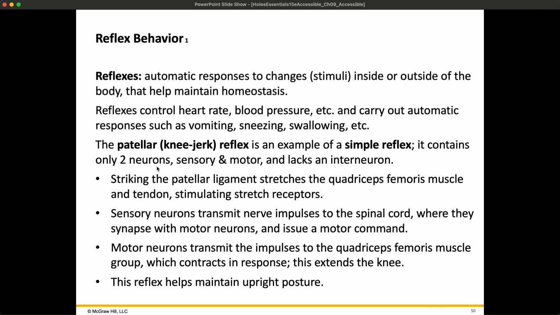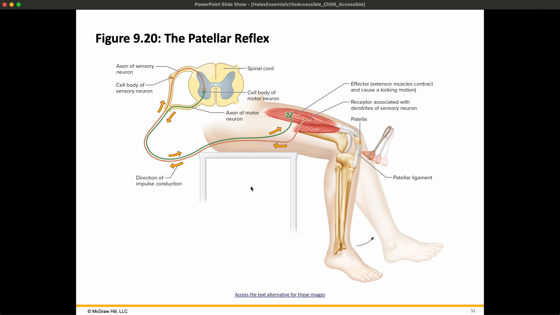Again, the patellar one is the most basic, 2 neurons, a sensory and a motor. I'm sorry, it lacks an interneuron, doesn't even have one of those. So you strike the patellar ligament, that then sends a signal through the quadriceps muscle. Sensory neurons transmitting that signal. Motor neurons transmit the impulse to the quadriceps femoris, allowing them to contract. And there you go, you can see that being played out in this structure.